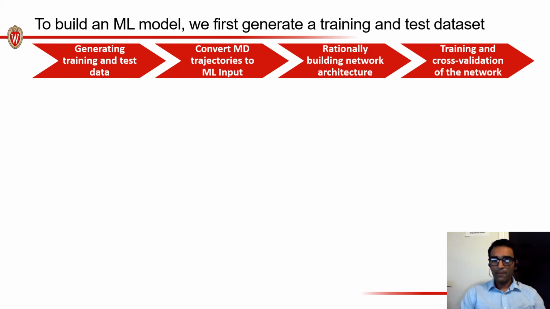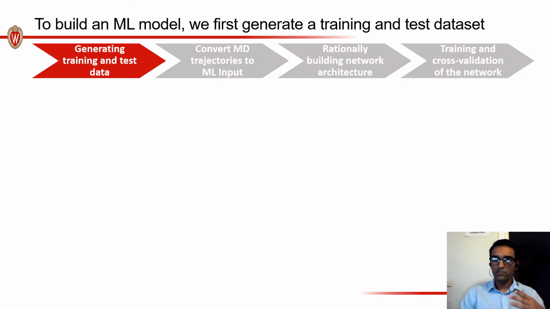So to build an ML model, we first need to generate training and test data. Then we need to see how you can convert an MD trajectory into an input for the ML model. Then you can rationally build your network architecture of the machine learning model that you're using. And then we can train and cross-validate the network and see how well a network actually performs. So let's come to the first step. The first step is generating training and test data.